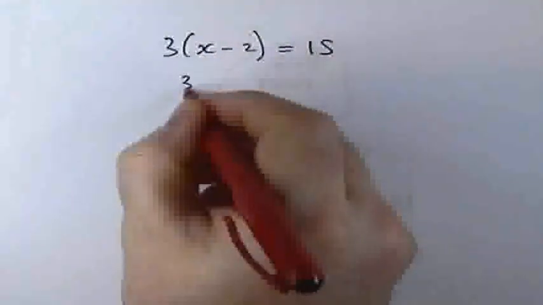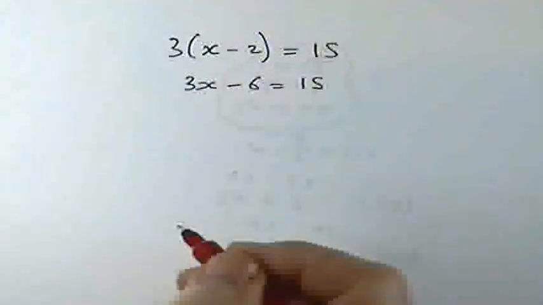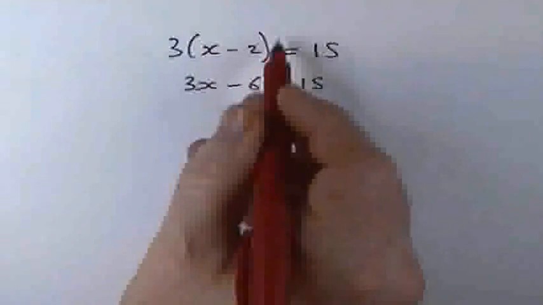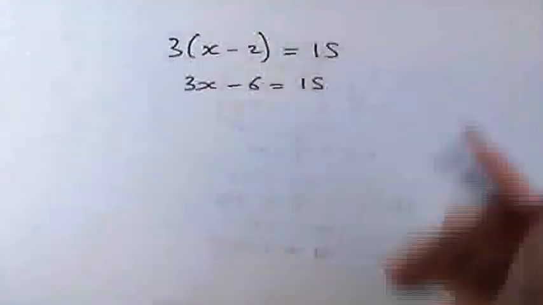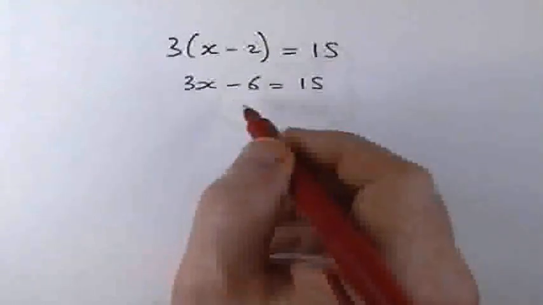Well, if we expand that bracket, we get 3x minus 6 is equal to 15. Because remember, we times everything inside the bracket by the thing outside the bracket. Go and watch the other video in the series if you can't do that. It's called expanding brackets.